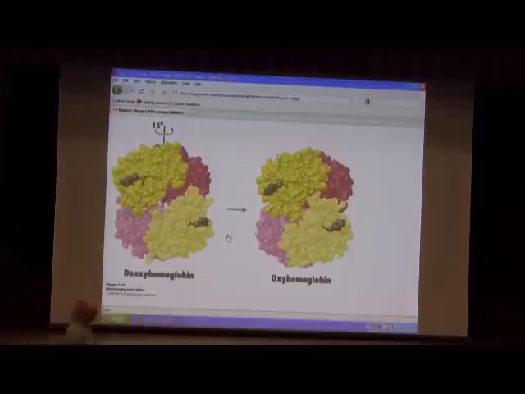So the net effect is that smokers have a smaller percentage of their hemoglobin capable of binding oxygen with high affinity. Okay, so hemoglobin's interesting that way.